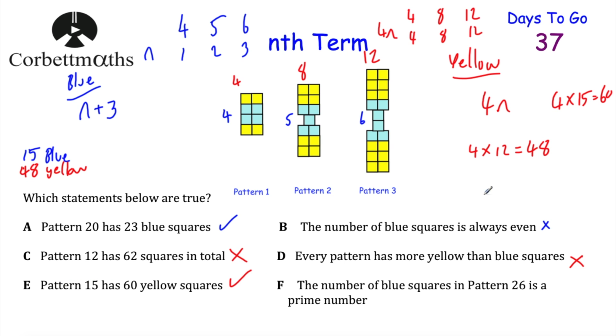That would be true. And then finally, statement F says the number of blues in pattern 26 is a prime number. Remember, to find the number of blues in a pattern, we just take the pattern number and add 3. So 26 plus 3 is equal to 29. And then is 29 a prime number? It is. So the true statements are A, E, and F. And if you got those, well done.